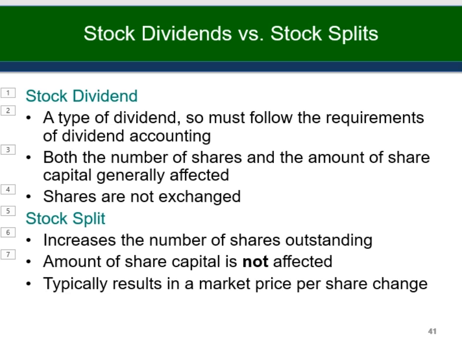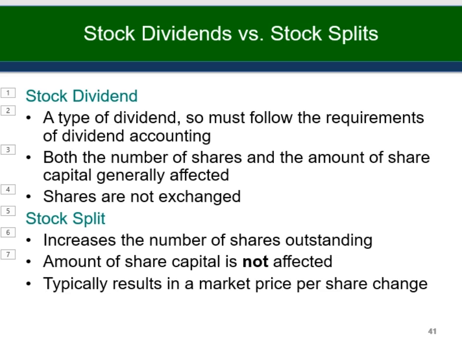A stock dividend is a dividend, so we follow dividend accounting rules. We actually reduce the retained earnings, and then we put the opposite side of the journal entry into the share capital. Both the number of shares and the amount of share capital change. There are no new shares being exchanged, but everybody has the right to a larger number of shares. A stock split just increases the number of shares. There's no effect on share capital. So a stock split is usually intended to improve the marketability of the shares by reducing the market price of the stock being split.